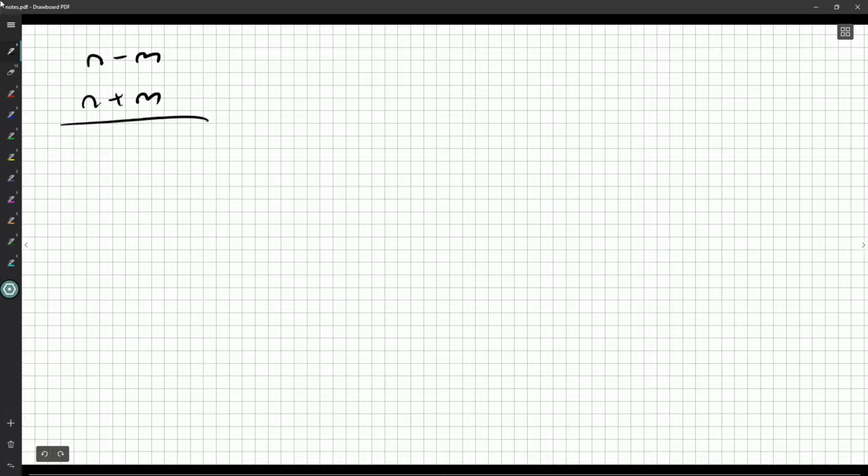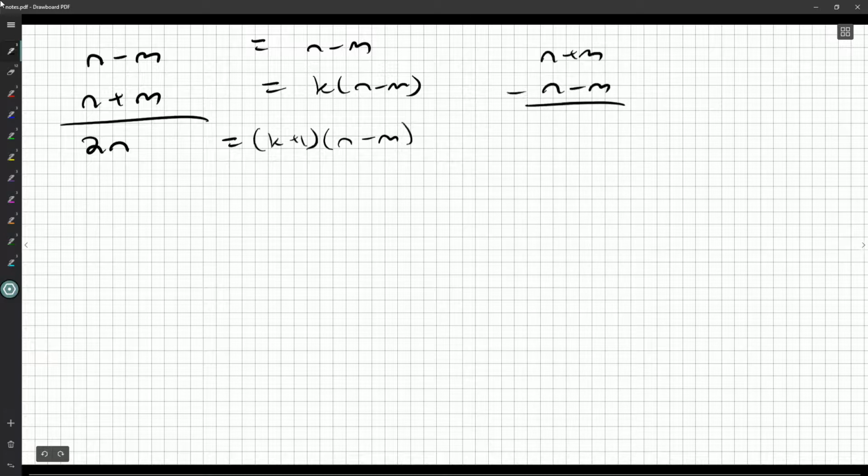Are there any other immediate observations we can make? Well, n minus m is just n minus m, but if I add n plus m, I'll get two n's. Both of these are multiples of n minus m. So 2n needs to be a multiple of n minus m. And we can probably do the same thing, do n plus m, do n minus m, and take the difference, and you'll get 2m, because the n's will cancel out.